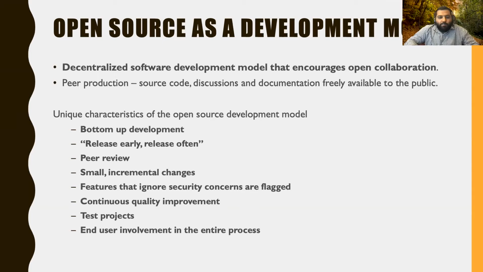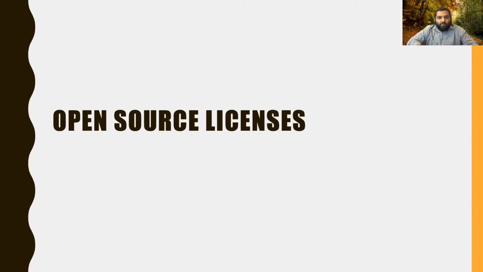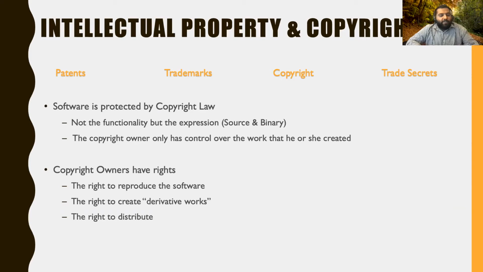Okay, let's move into the next section, which is understanding open source licenses. In order to understand open source licenses, let's first understand what exactly a license and intellectual property are. This is a brief intro on IP law. There are four ways to protect your creative work. You can have a patent for your invention. You can protect yourself with a trademark. You can protect yourself with copyright and trade secrets.